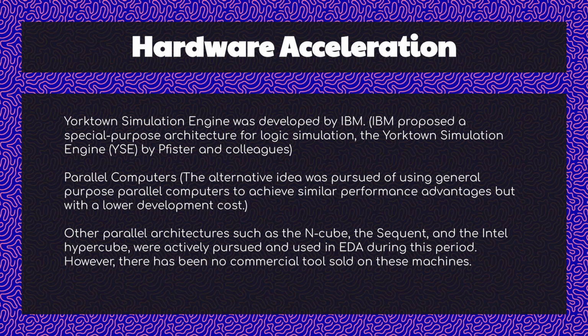Hardware acceleration is another development that happened in this era. At IBM, the Yorktown Simulation Engine was developed. It was a special purpose architecture for logic simulation. And the idea of using general purpose parallel computers to achieve similar performance advantages but with lower development cost was also pursued. Other parallel architectures such as N-Cube, the Sequent and the Intel Hypercube were also actively pursued and used in the EDA market during this period. However, there were no commercial tools sold on these machines.